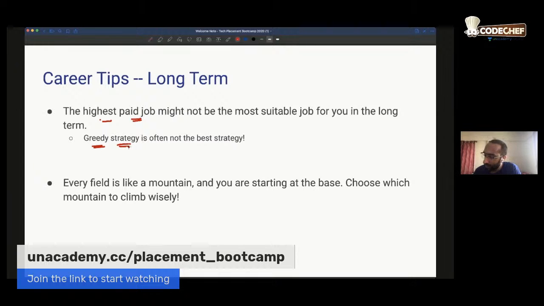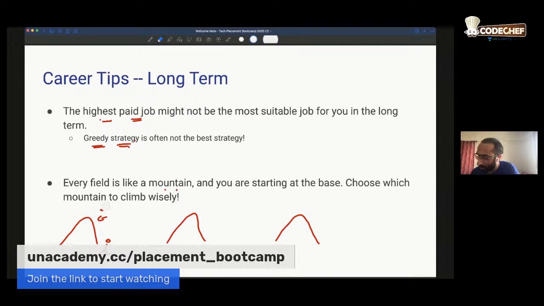The way I like to imagine this situation is with an analogy: every domain or every field is like a mountain. In the starting of your career, or while you are in college, you are basically standing somewhere at the base of these mountains. This mountain could be, say, a product manager, or a company where you are doing software engineering as a product manager.